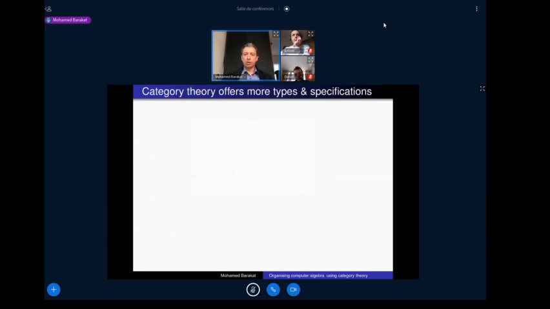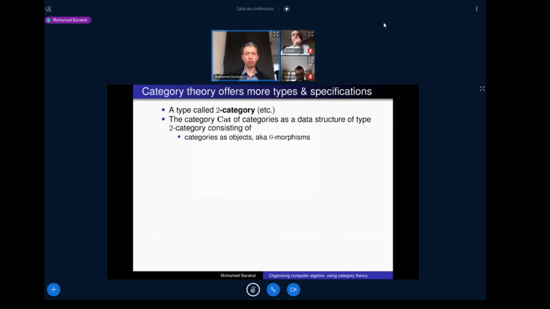So category theory actually offers more types and specifications. So a type called 2-category, etc. So you can go indefinitely, 3-category and so on. And then at some moment it becomes fuzzy. And then it becomes well-behaved again when you reach infinity categories. At least there are some models for this. So the category Cat of categories as a data structure of type 2-category consisting of categories as objects, also known as 0-morphisms, functors as 1-morphisms between categories, natural transformations as 2-morphisms between functors.